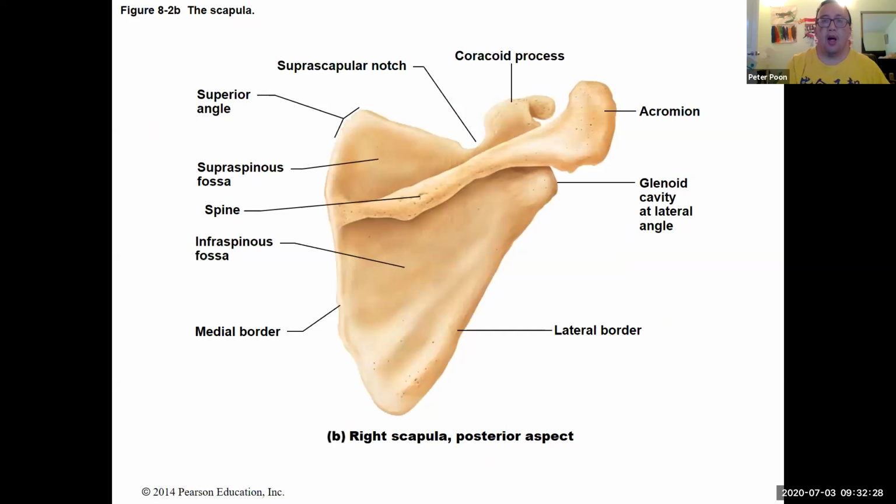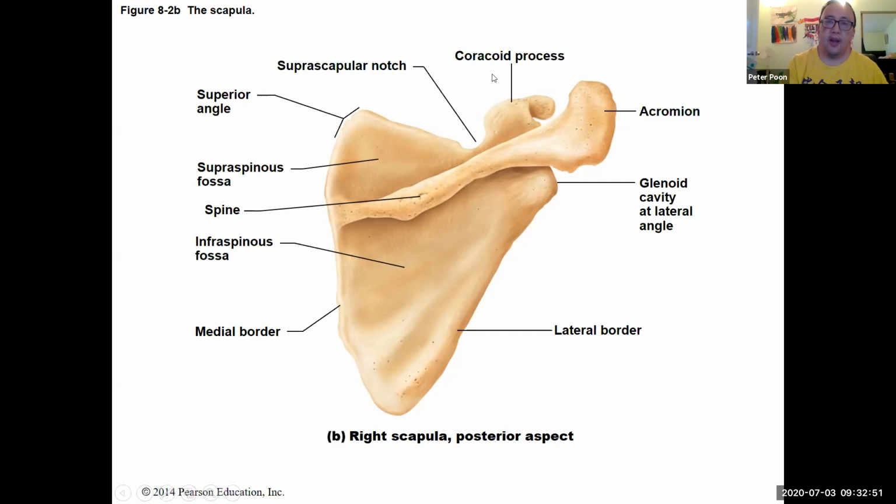All right, now all the other things. There's a little indentation right there. That indentation is a notch, the suprascapular notch, the notch above the scapula.